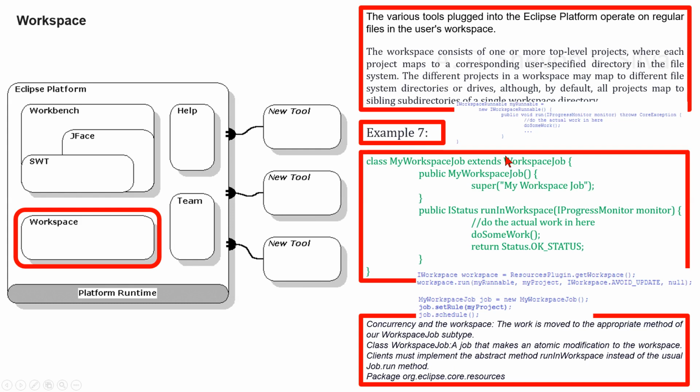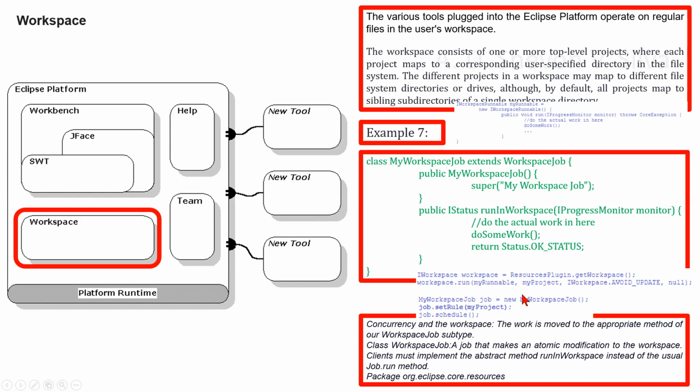Let's look at an example workspace runnable and what we should do to make it a job. The work is moved to the appropriate method of our WorkspaceJob subtype. Our runnable had to be invoked specially. Our job is scheduled like any other job.